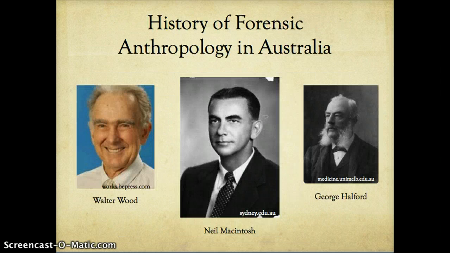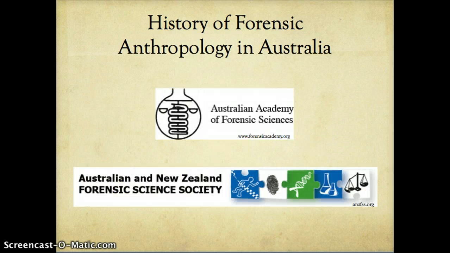Much like the U.S., forensic anthropology developed very slowly in Australia and has its roots in the anatomical sciences. Anatomists had an interest in the osteology of the Australian Aborigines because most of their collections to teach from were Aboriginal in nature. Early anatomists included Neil McIntosh of the University of Sydney, George Helford of the University of Melbourne, and Walter Wood of the University of Queensland, just to name a few.